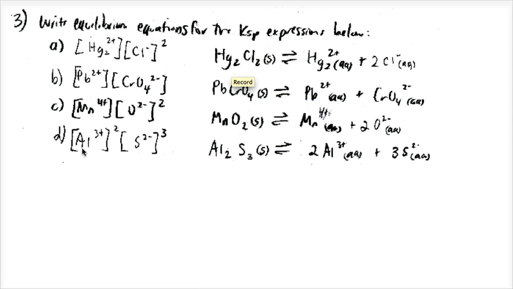Let's take a look at D, for example. In this one, you have a 2 as the superscript for the aluminum ion, and a 3 as a superscript for the sulfide ion. So you know you're dealing with aluminum sulfide, Al2S3.